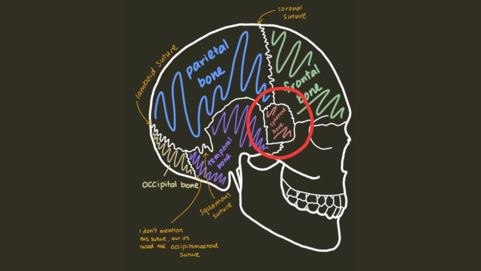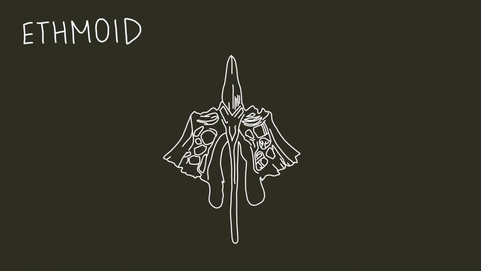Those are the sphenoid tender points. People with headaches often report tenderness in those areas. The ethmoid bone is the deepest cranial bone. You can't feel it, but it forms your inner eye sockets and the walls of your nasal cavity.